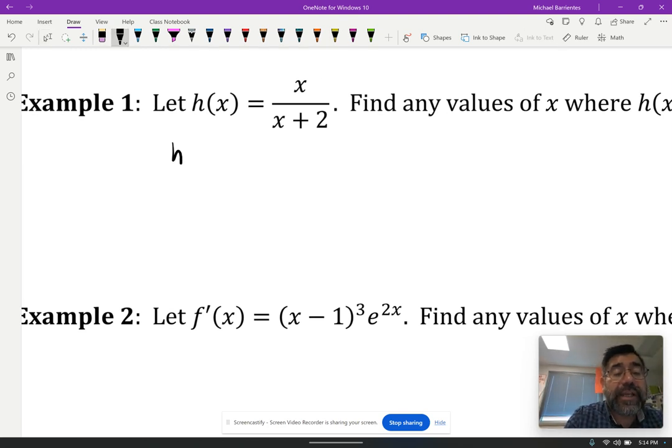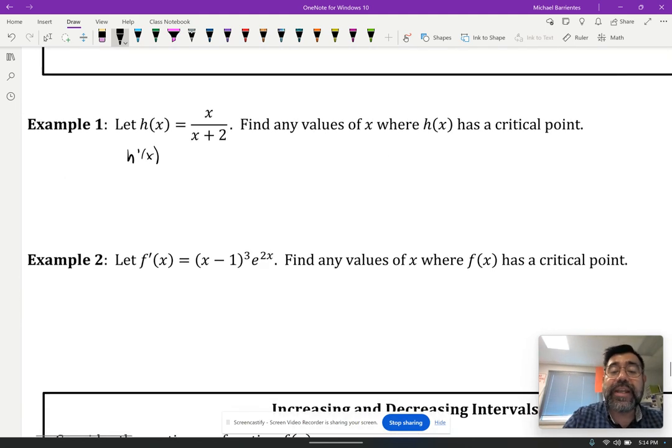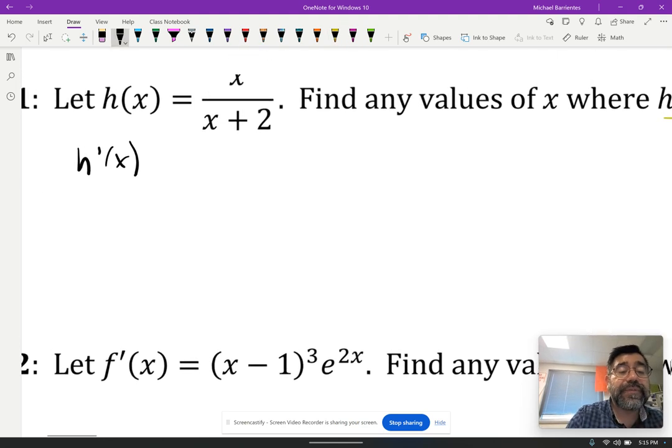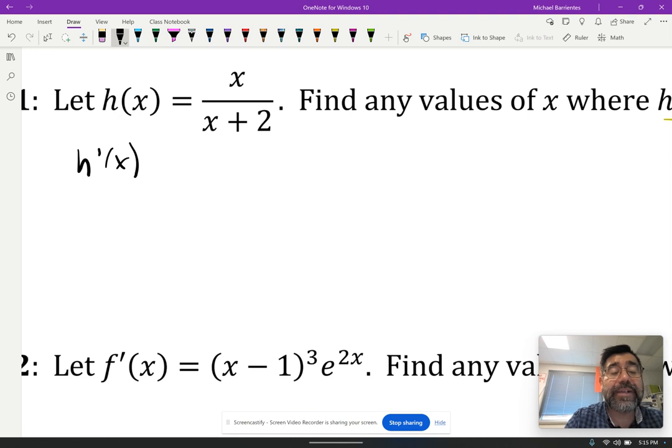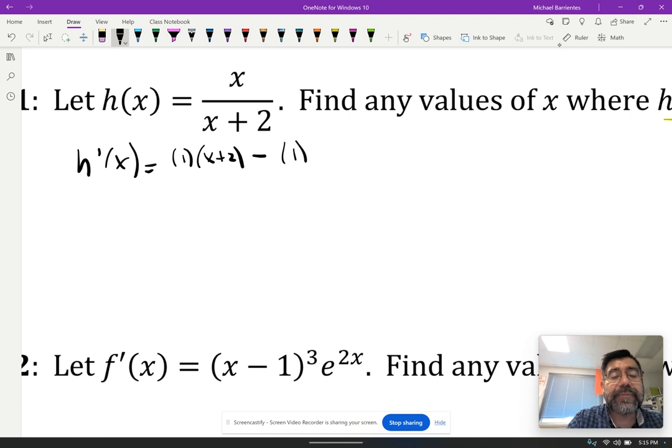So we're going to find h prime of x. They want to know any values where h of x has a critical point. So this means h prime is equal to 0 or h prime is undefined. That's what we're looking for in number 1. But let's find the derivative of this. Well, I have a division here, so this is a quotient rule. I'm going to take the derivative of the top times the bottom minus the derivative of the bottom times the top, all over bottom squared.